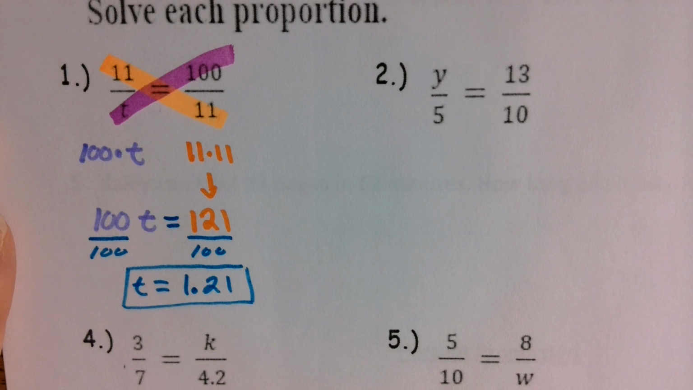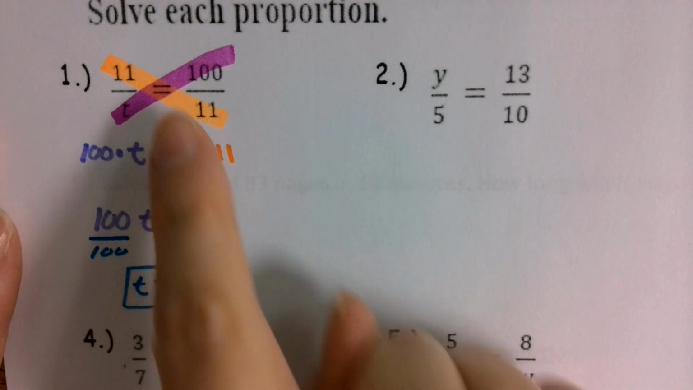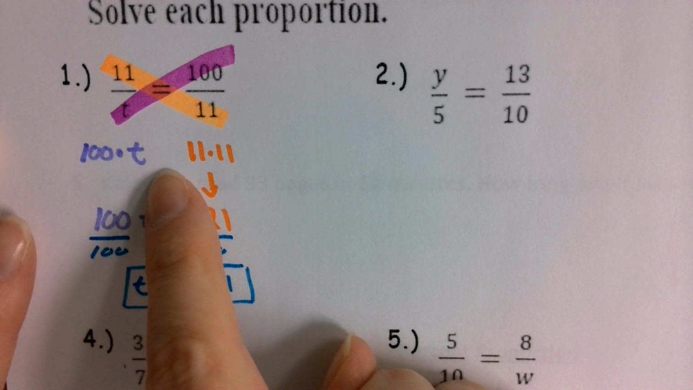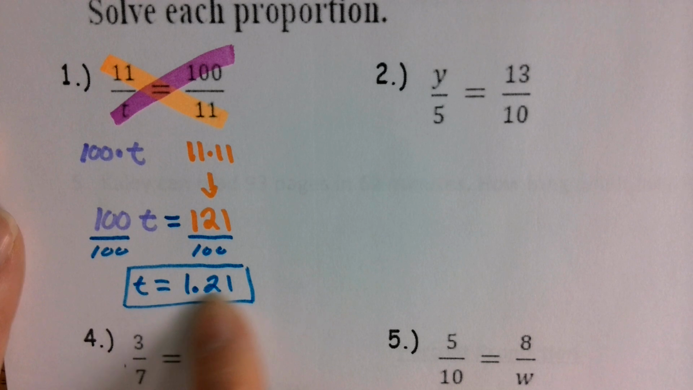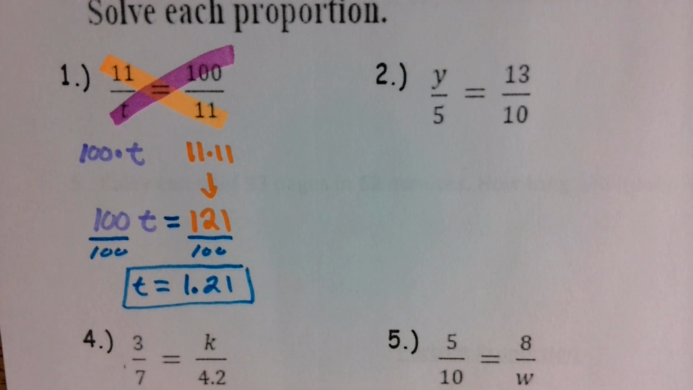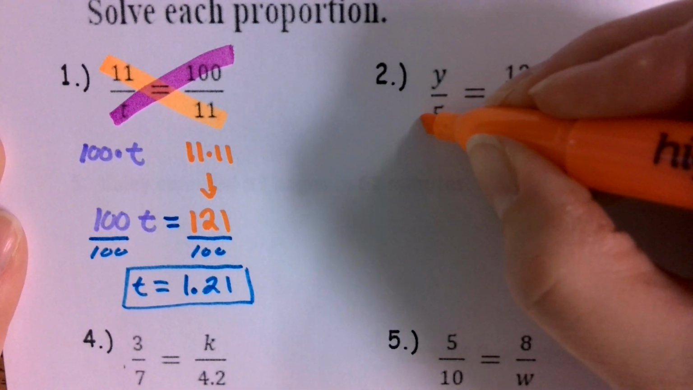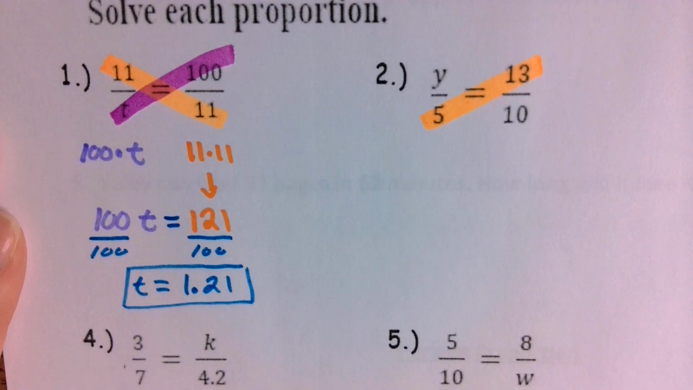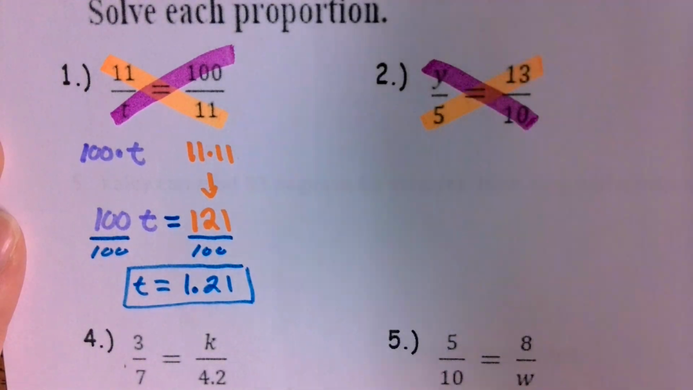Okay? All you're doing is multiplying your diagonals. It just happens to be that one of those diagonals has a variable inside of it. So it creates an equation that you then have to solve. Okay? So we're going to, again, multiply. This time I'm going to always keep my orange with the numbers that are diagonal to each other, and I'll keep my purple with the variable and its diagonal.